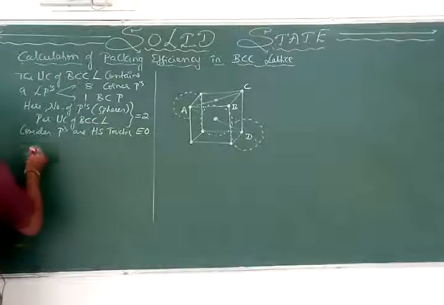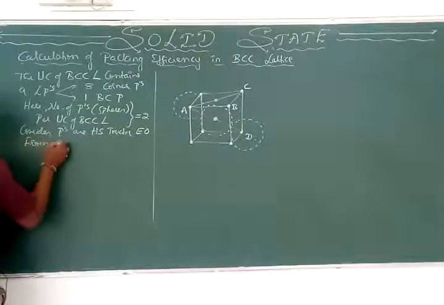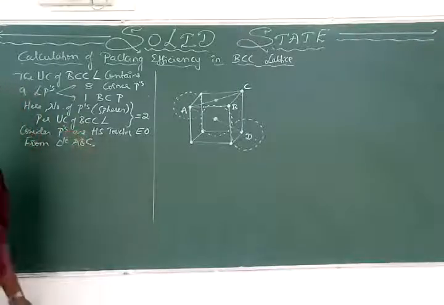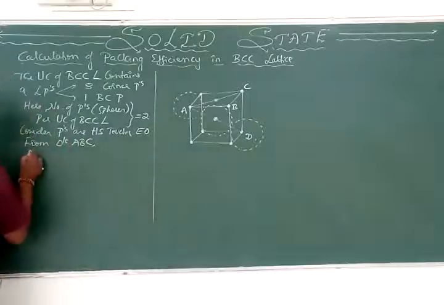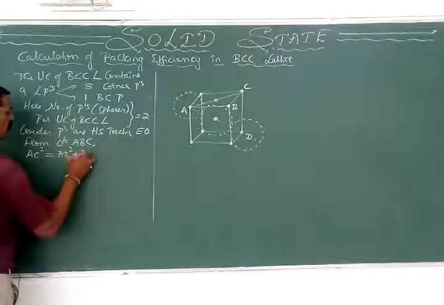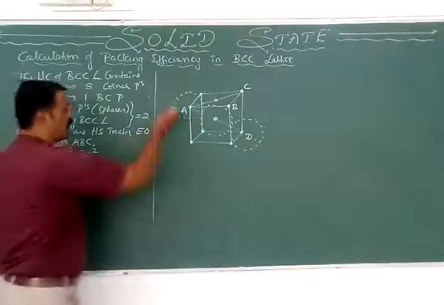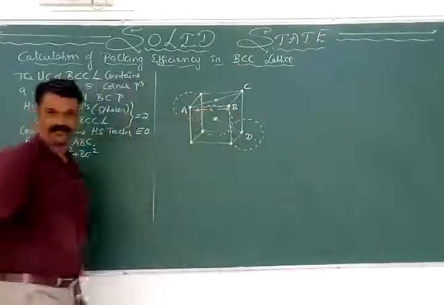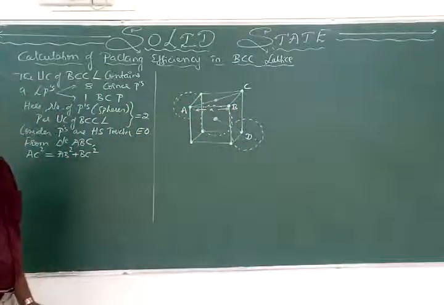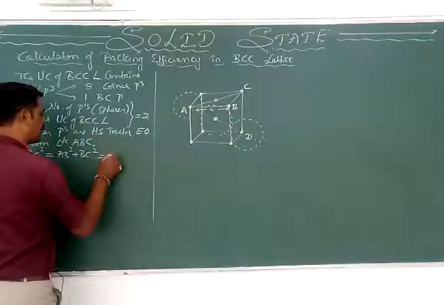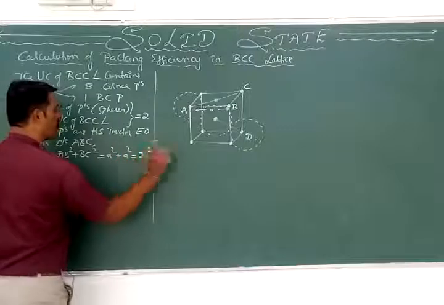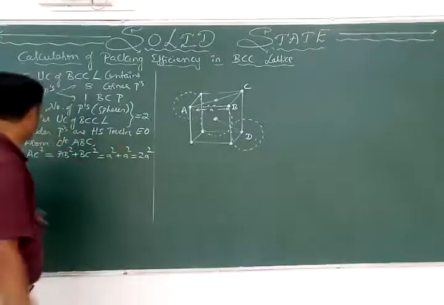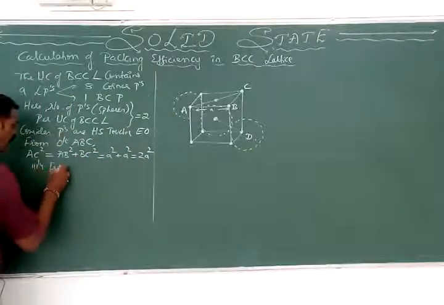Now let us take the first triangle. We have two different right angle triangles here. Consider triangle ABC first. As usual, AC square is equal to AB square plus BC square. We know this is the edge length. What is the edge length here? A. What is BC also? That is also A, because it is a cube: length equals breadth equals height. So it is A square plus A square, which is equal to 2A square. So we have the value of AC square as 2A square.